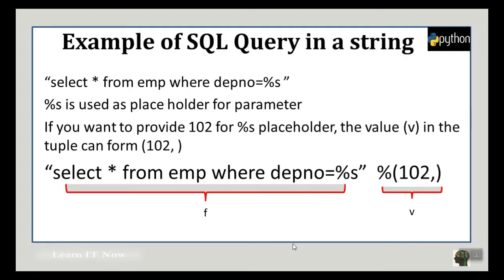So let's take an example. If we have to fetch the employee details of those who work in a department number, and that department number is held in a variable called D, we always have to write select star from EMP where department number equals %s, and that %s is passed as a value to that query. Now if the value for D is 102, you can straight away write 102. If the value is in some variable, you can write the name of the variable here.